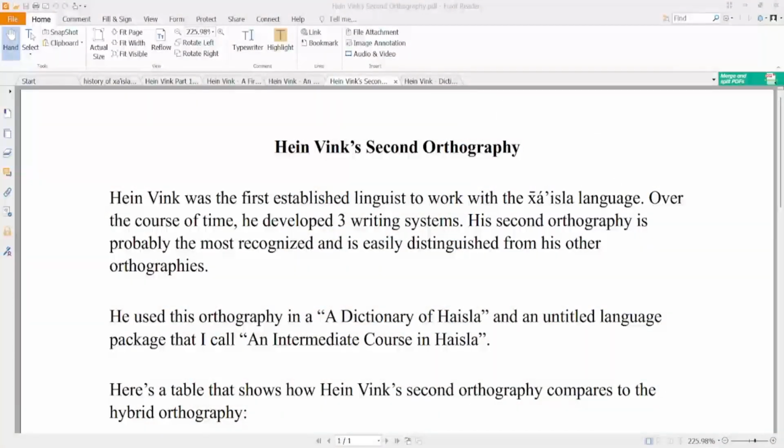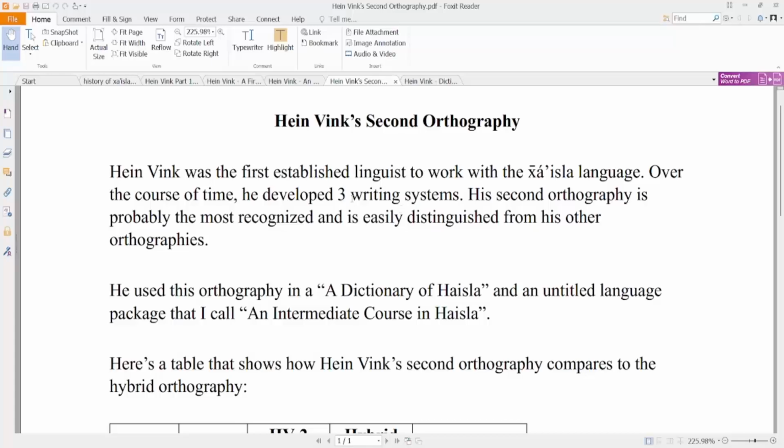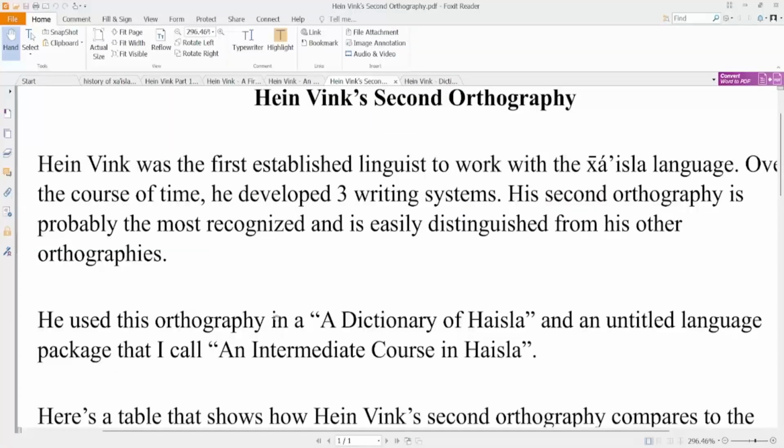Yowts. This is HV2, or Hein Vink 2, where we will take a look at Hein Vink's second orthography. So let's take a closer look at this document that I've prepared. I'm going to zoom in a little bit more so you can see better.